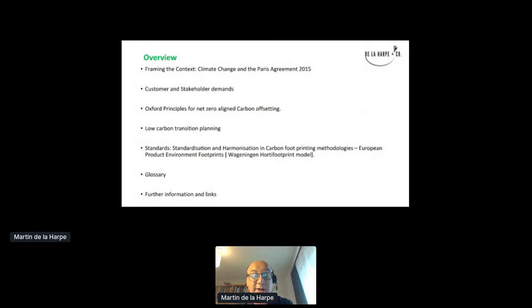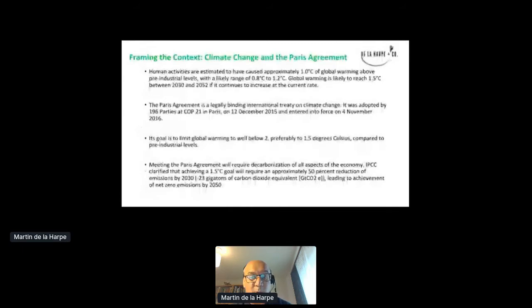And then I've included a small glossary and some further information and links, which will hopefully be useful as people get grappling with carbon. As we're all aware, we hear in the news quite a lot about carbon, and I've tried to capture some snapshots to understand why we have so much information about carbon in our businesses.